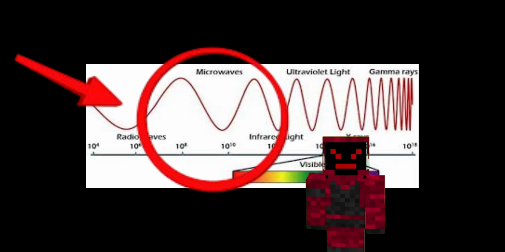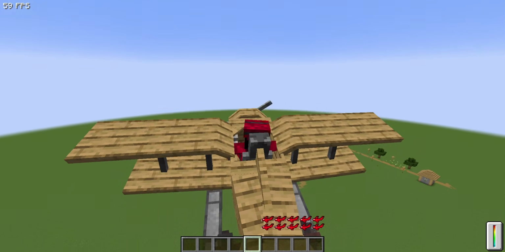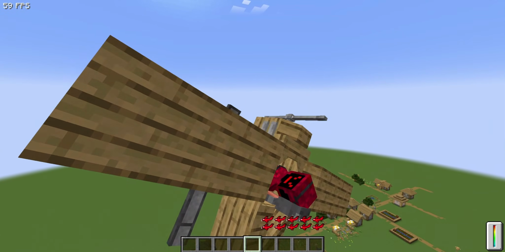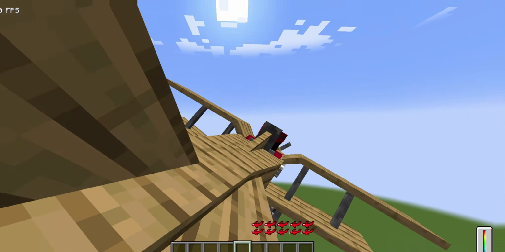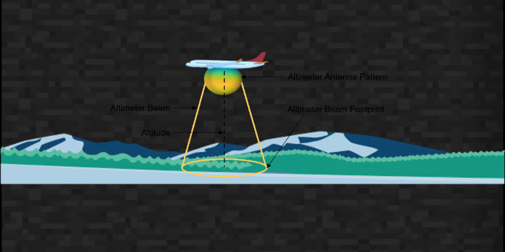These waves operate in a microwave frequency range, which means they have high frequency and short wavelength. And no, this does not mean your airplane is secretly a giant flying microwave heating up passengers mid-flight. The purpose of this technology is to transfer information via energy, so it's measuring distance, not cooking your passengers alive.